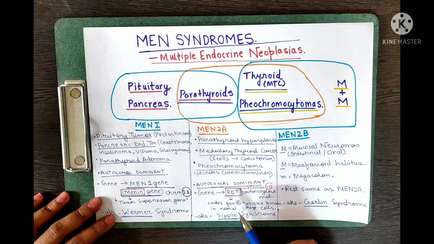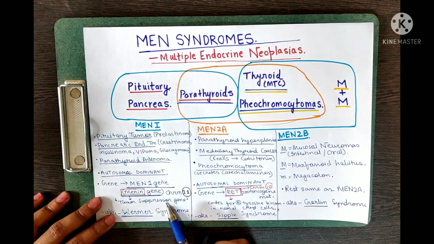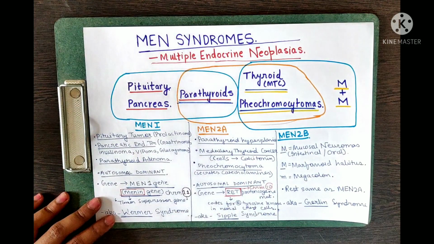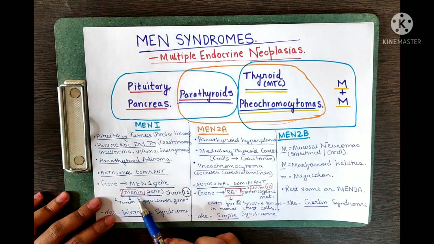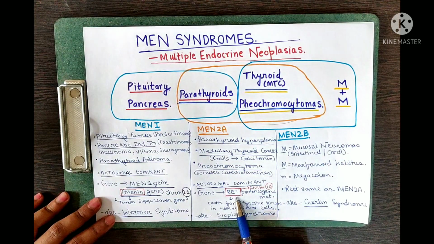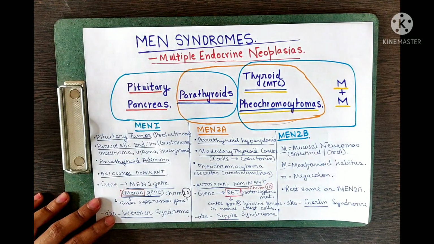The gene involved is the RET proto-oncogene. It is present in chromosome number 10, as compared to the menin gene, which is present in chromosome number 11 and is responsible for MEN1 syndrome. In MEN1 syndrome, the menin gene is a tumor suppressor gene, while MEN2A has the RET proto-oncogene. MEN2A is also known as Sipple syndrome.